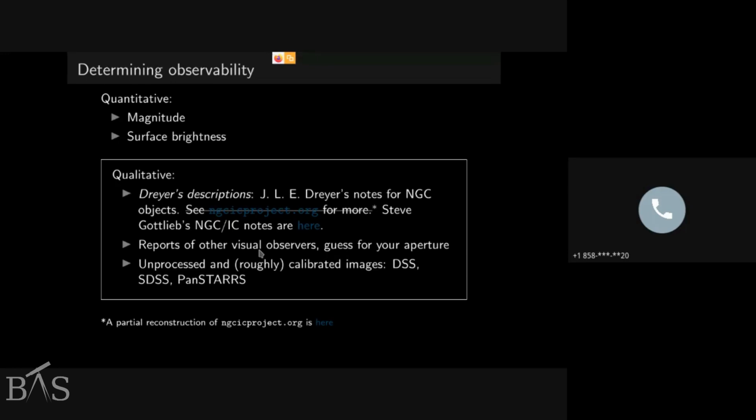So reports of other visual observers are very helpful. If they say it looked bright in a 20-inch, you might be not so afraid to try it in a 14-inch, right? So you can guess for your aperture.